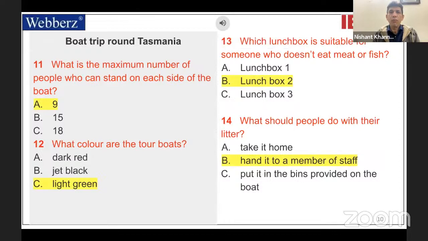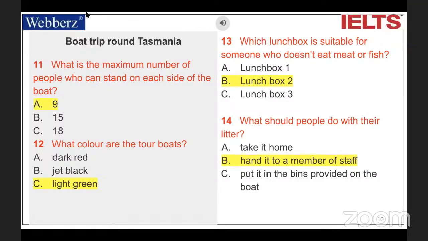Part 2. You will hear a tour guide, Lou Miller, speaking to a group of people about a boat trip they are going to take. Now listen carefully and answer questions 11 to 14.